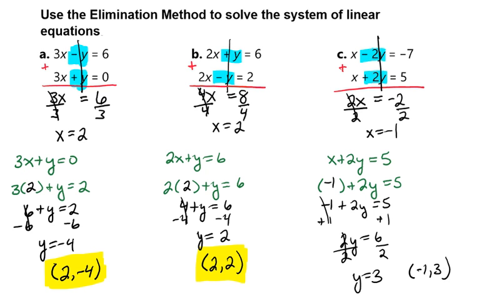And again, we want to plug these back into our 2 equations and make sure that they work. I've already done that. Hopefully you did too. And we have negative 1 comma 3 is in fact a solution to this linear system.